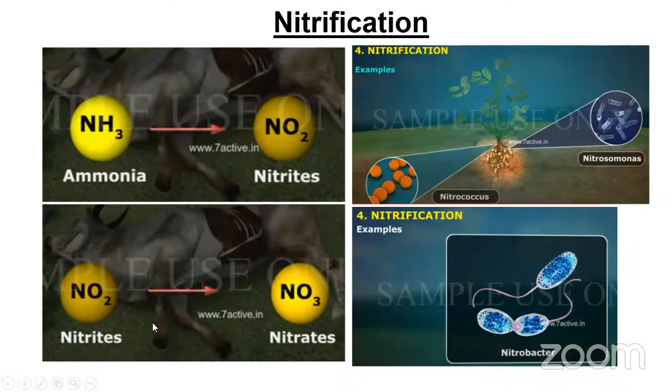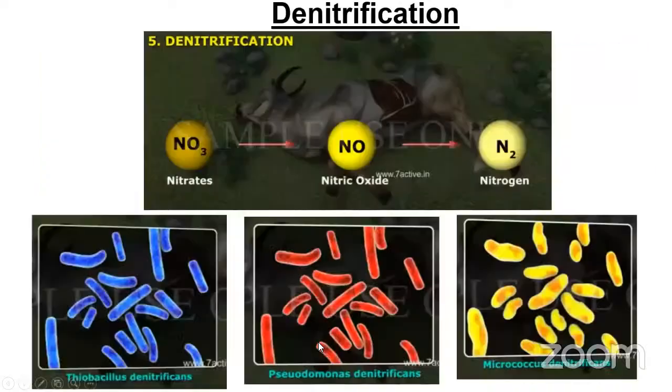They can convert nitrite to nitrate. So these three microorganism names are very important, and we need to remember that Nitrosomonas or Nitrococcus will convert ammonia to nitrite, and Nitrobacter will convert nitrite to nitrates.